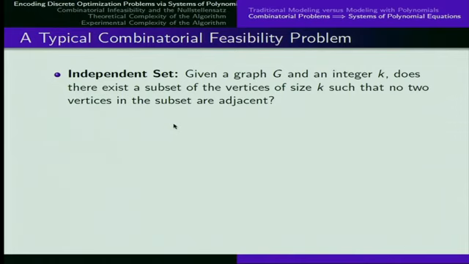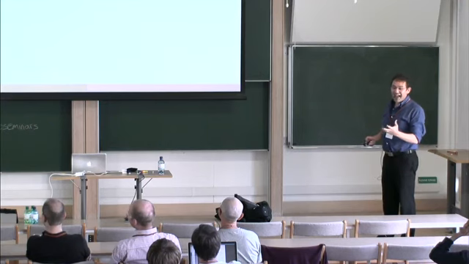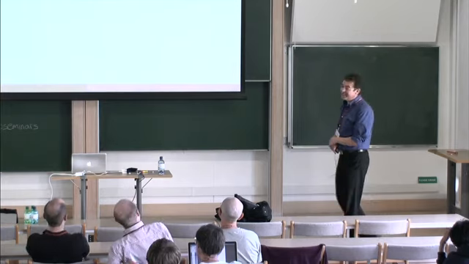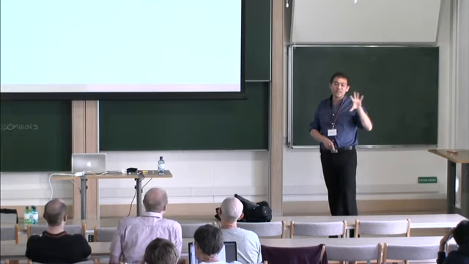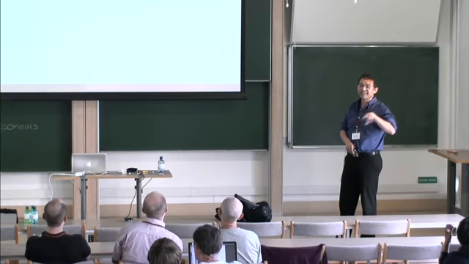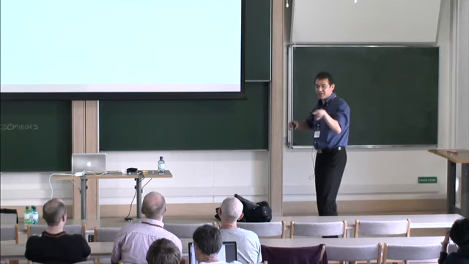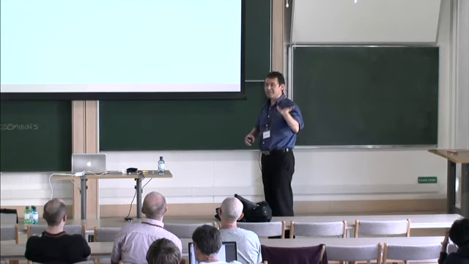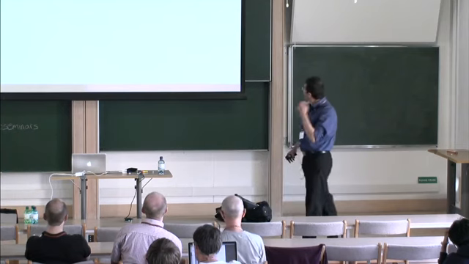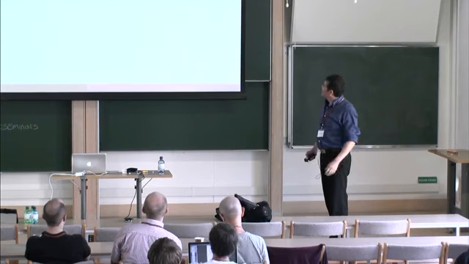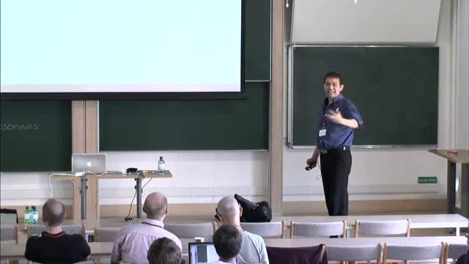So here is a problem that Tim mentioned today in the dual version. You have a graph, the independence number, or the stable set problem, depending whether you're Hungarian or not, I guess. You have a graph, and you have an integer k, and the question is: is there a subset of the vertices, not two adjacent, of size k? A stable set is a set of vertices, not two of them adjacent. So the complement of a stable set is a clique, or a complete graph.